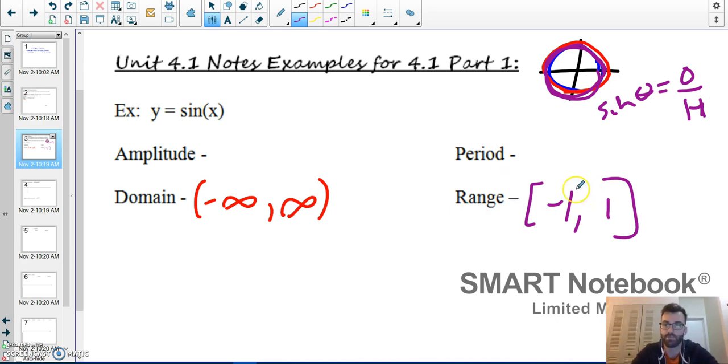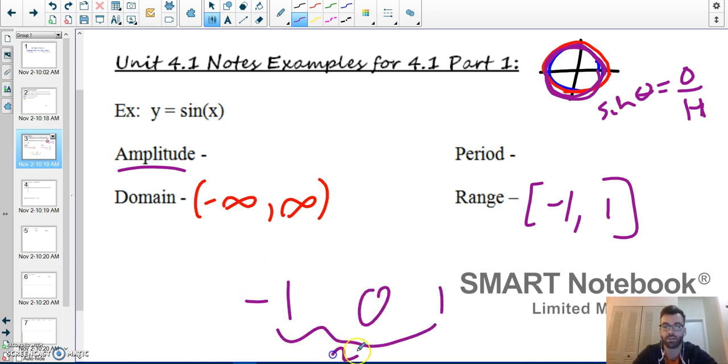Like we said, our range is related to our amplitude. Our amplitude is half of our range. Our range is from negative 1 to 1. You think about that on a number line. I'm traveling 2 units, so my amplitude is 1.